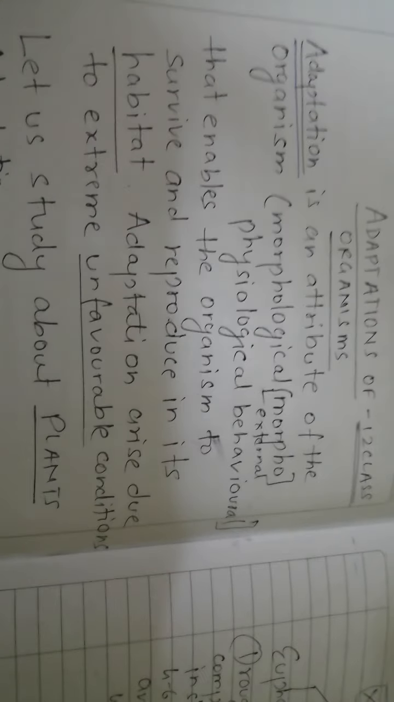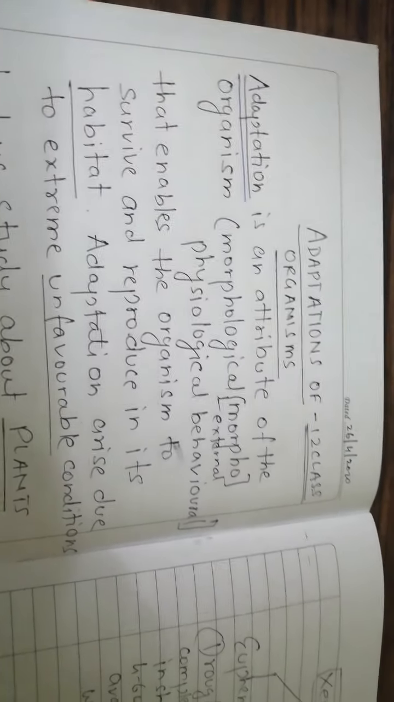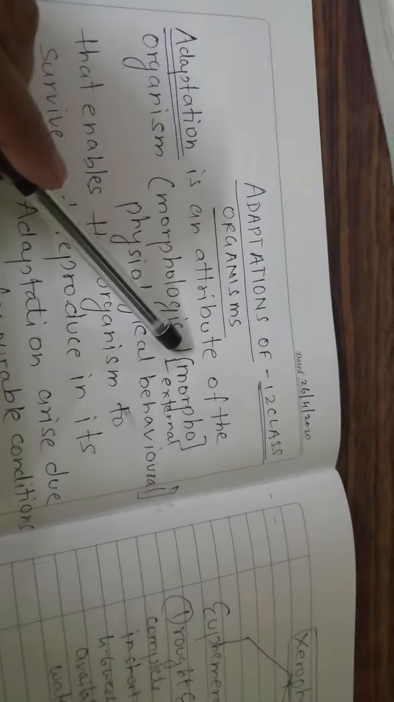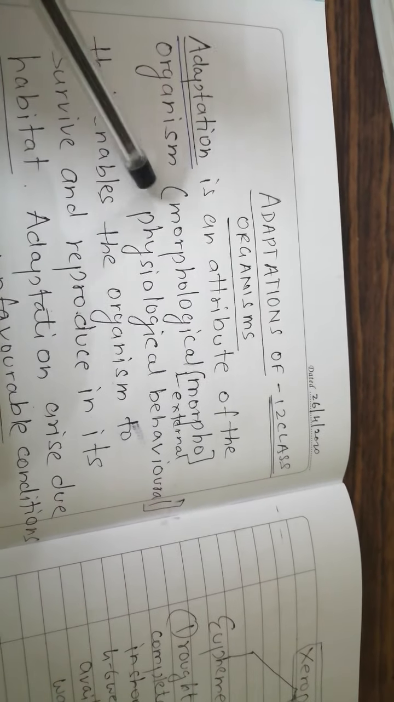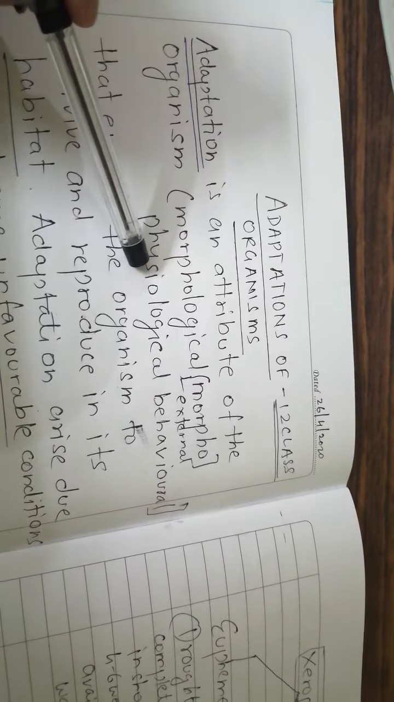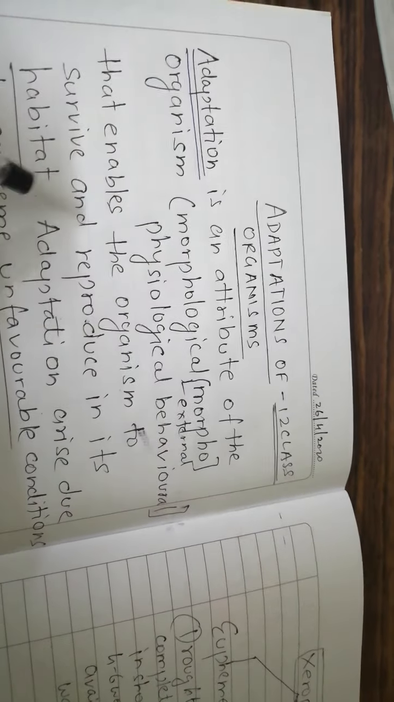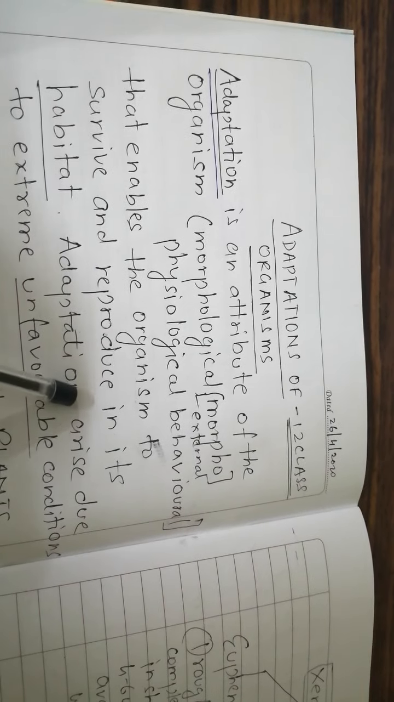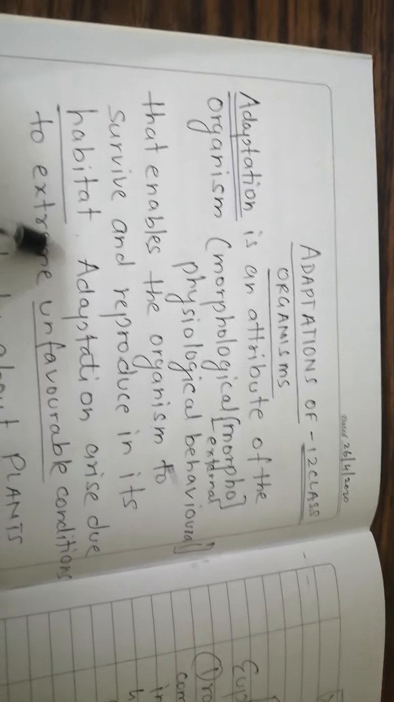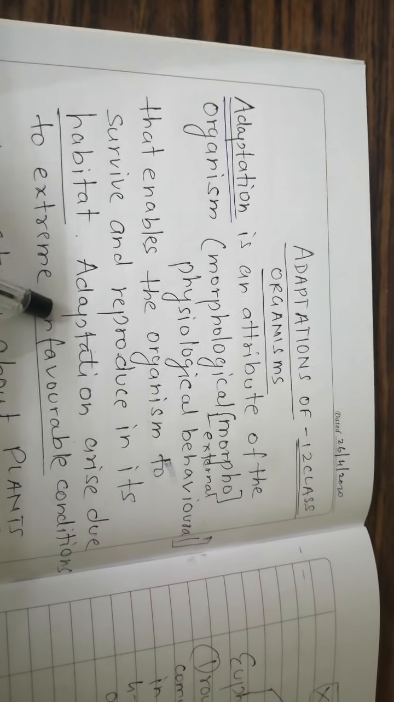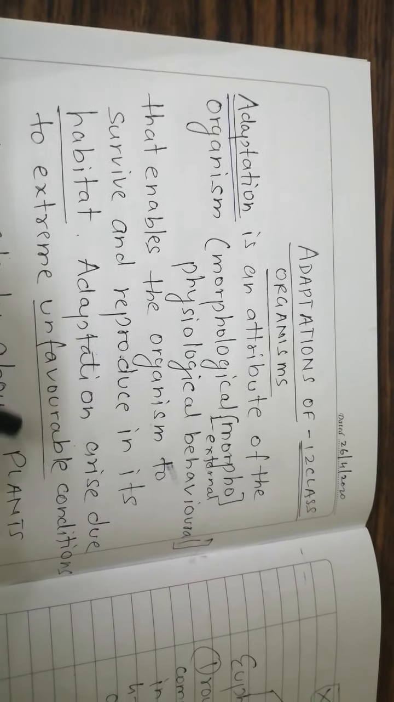Let me start with the definition of adaptation. Adaptation is an attribute of organisms which is morphological, that is external, then physiological and behavioral. It enables the organisms to survive and reproduce in its habitat. I have already told you about habitat in my last lecture. Adaptation arises due to extreme unfavorable conditions.